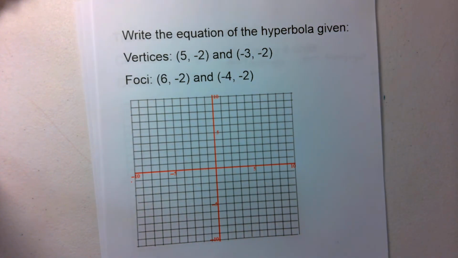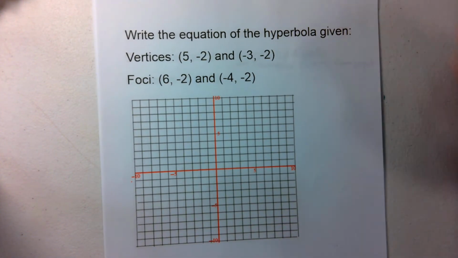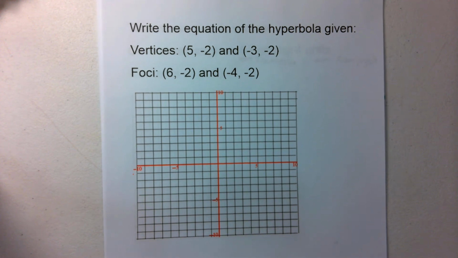So let's go ahead and see what we're going to ask you to do today. I have 3 examples. Shouldn't take a miserable amount of time, I hope. Let's go ahead and see what we've got. So we'll write the equation of the hyperbola given our vertices, (5, -2) and (-3, -2), and then our foci are going to be at (6, -2) and (-4, -2).